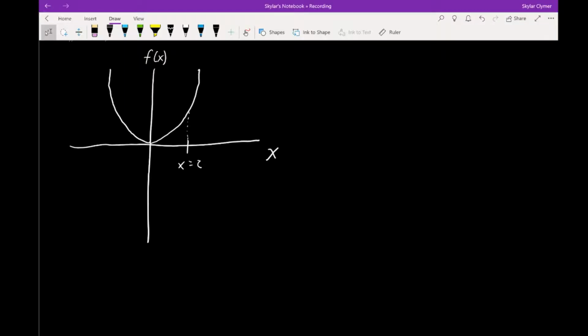Let's say I have a graph of a function. We'll use x squared for this example. So f of x equals x squared, and that's the graph I already drew. If I want to find the value of this function as x approaches 2, meaning as x gets closer and closer to this 2 point over here, I have to see what my function does as I get closer and closer towards it.